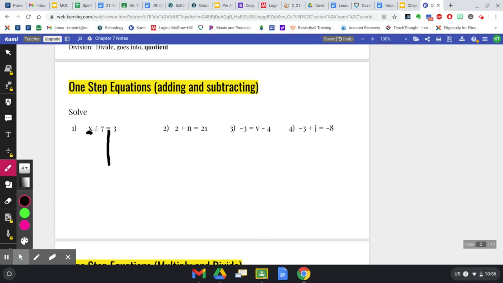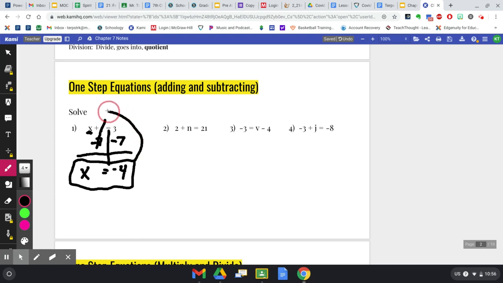So I have this number plus 7 equals 3, right? So the inverse of adding 7 would be subtracting 7 from both sides. So that cancels. I'm left with x on this side. 3 minus 7 would give me negative 4. So my answer is x equals negative 4. Now remember, you can always check this by taking your solution and plugging it in for x, right? So ask yourself, does negative 4 plus 7 equal 3? And it does, so that is my solution.